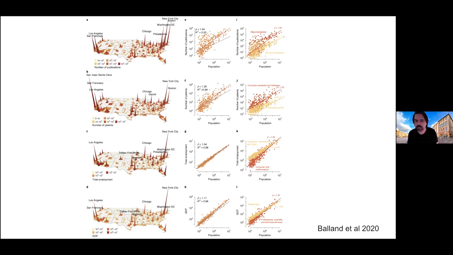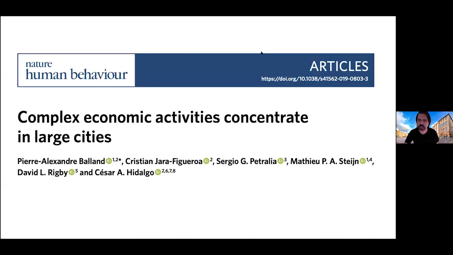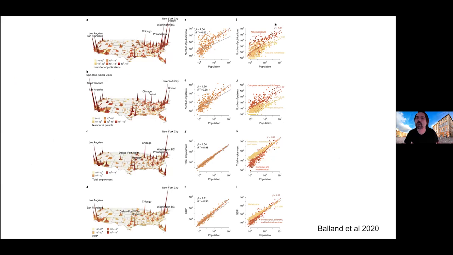So in most of these situations, this output grows superlinearly, okay? Basically the per capita output grows with population in all of these different activities. But when we look at activities that are different, like neuroscience or arts and humanities, or computer hardware and software and pipes and joints, in the case of patent data, we find that these scaling relationships are different. Scaling relationships are more superlinear for activities that intuitively we would think are more complex.